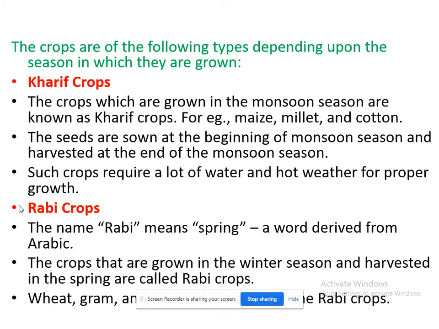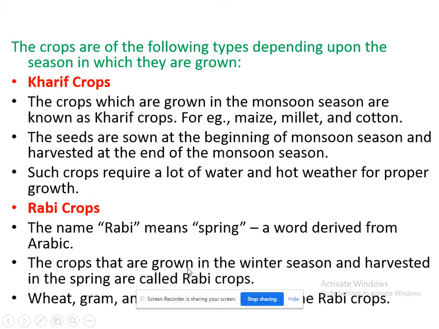So what is meant by Rabi crop? Here I have shown 3 points. That is the name Rabi means spring. What is meant by spring? You know that? Yes. Before that, let us study about the Rabi, what it means and where it is derived from. The name Rabi means spring and that word derived from Arabic. So remember that Rabi means what here? Spring. So what is this Rabi crops? Why we call it as a Rabi crops?